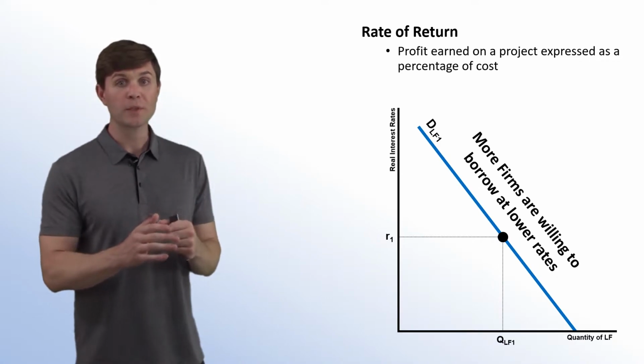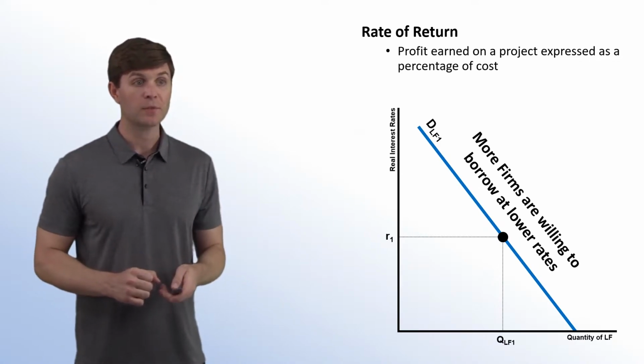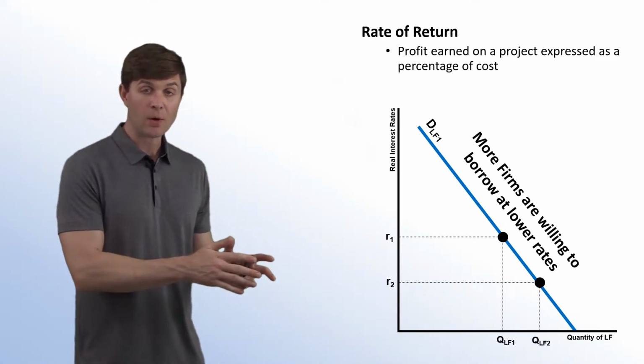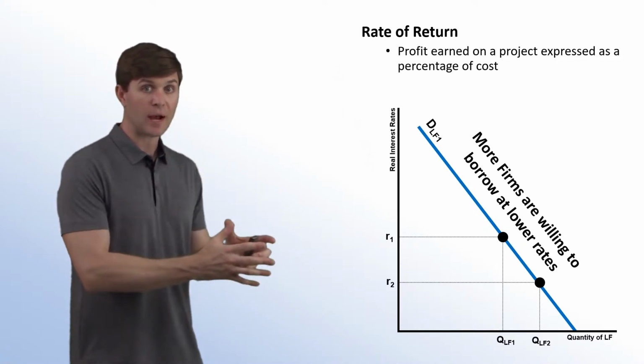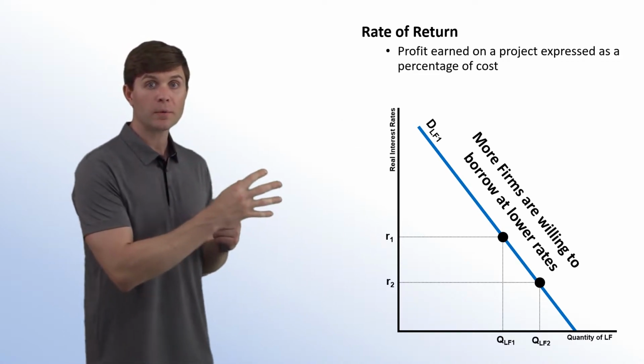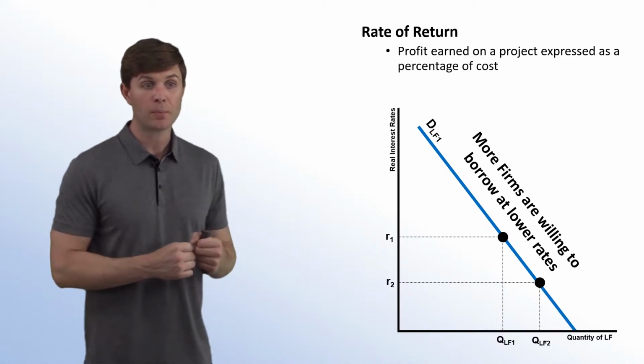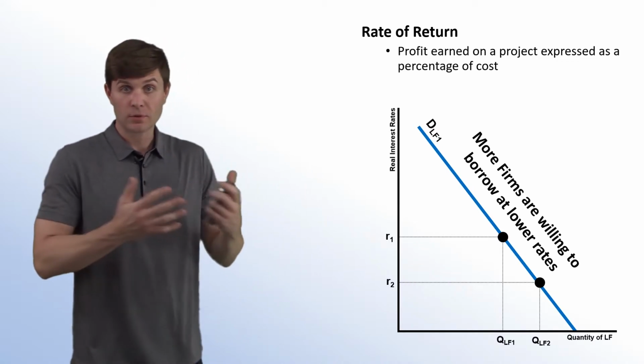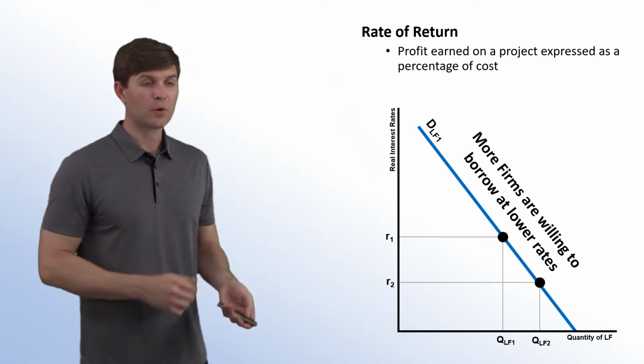So more firms are willing to borrow at those lower interest rates. So as interest rates go down, because of our downward sloping curve, more people, more firms are going to borrow money from these loanable funds. So that downward sloping demand curve.